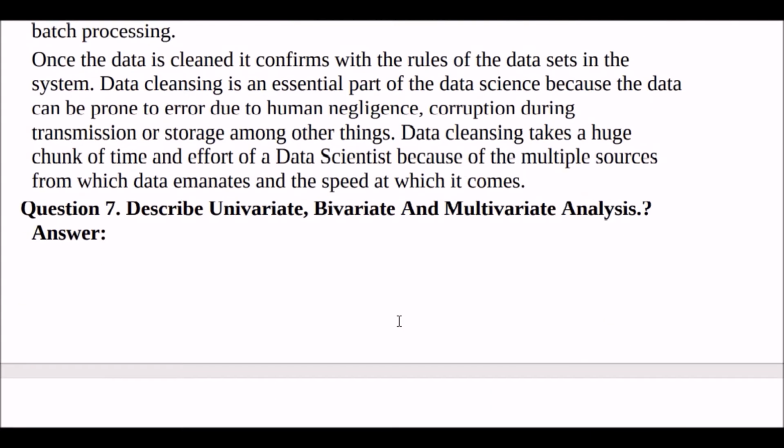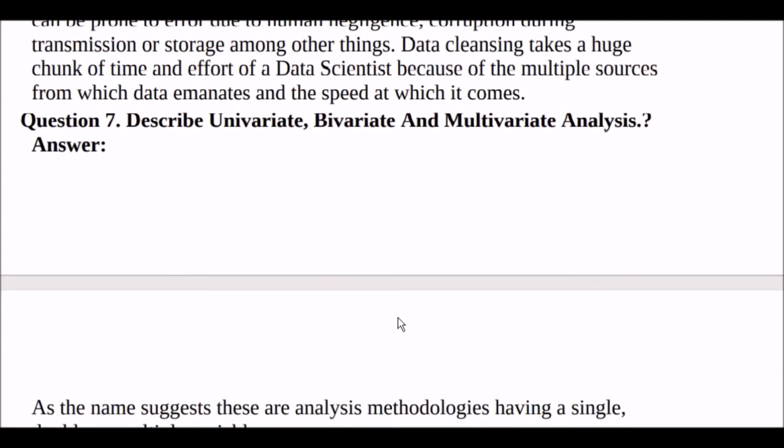Next question is question number 7. Describe univariate, bivariate, and multivariate analysis.